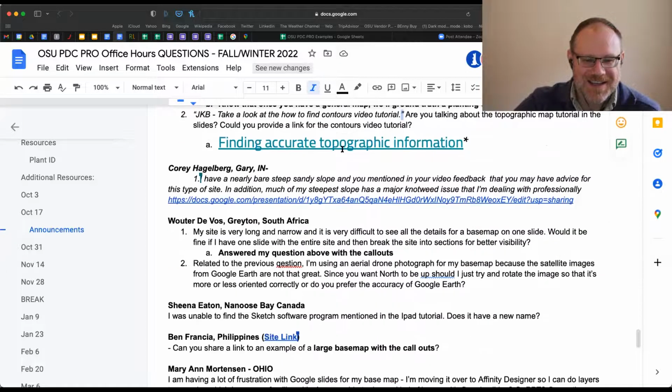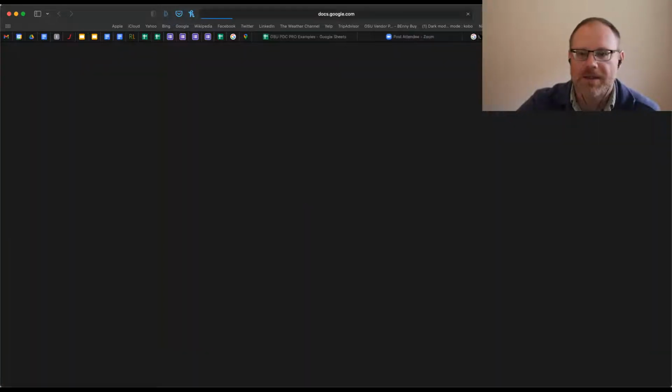Good question. Corey, I have a nearly bare steep sandy slope, and you mentioned in your video feedback that you have advice for this type of slope. In addition, much of my steepest slope has a major knotweed issue. Okay, cool. Let's take a look at your site.